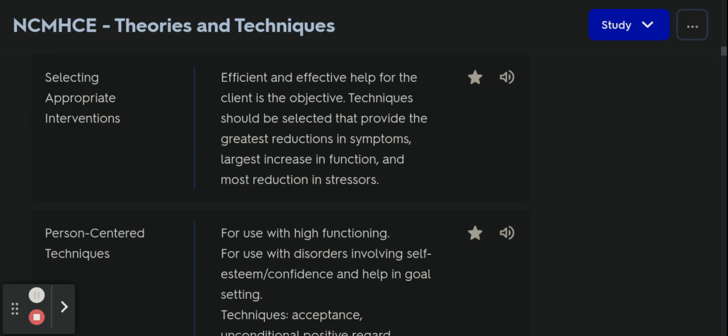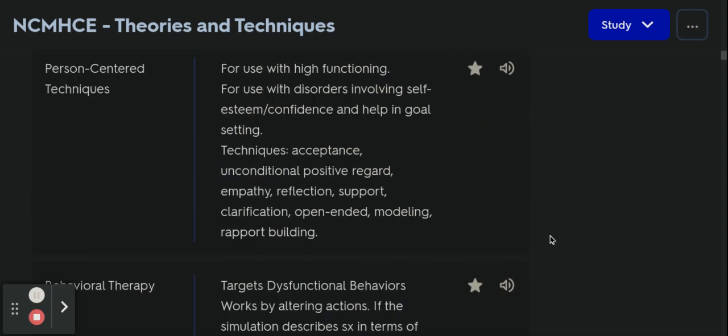Selecting appropriate intervention. Efficient and effective help for the client is the objective. Techniques should be selected that provide the greatest reduction in symptoms, largest increase in function, and most reduction in stress. Person-centered techniques: for use with functioning, for use with disorders involving self-esteem, confidence, and health in both settings. Techniques: positive regard, empathy, reflection, support, clarification, open-ended questions, modeling, rapport building.